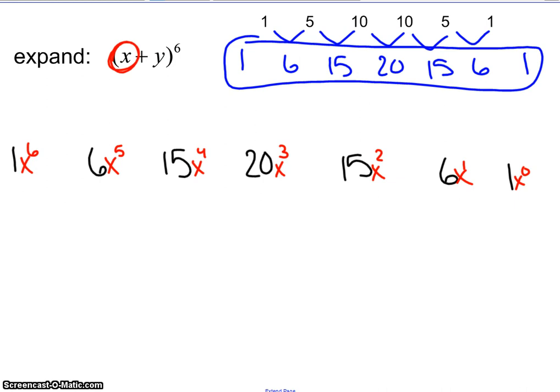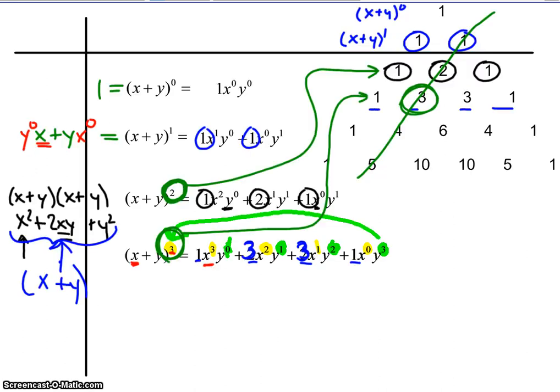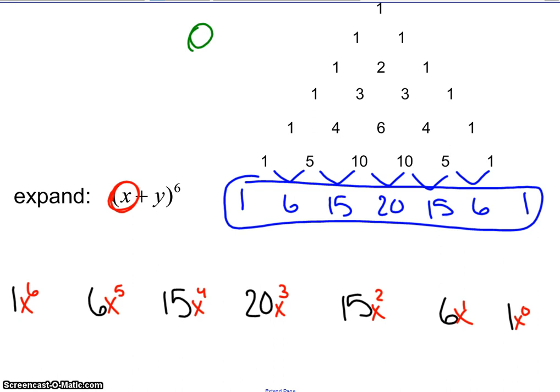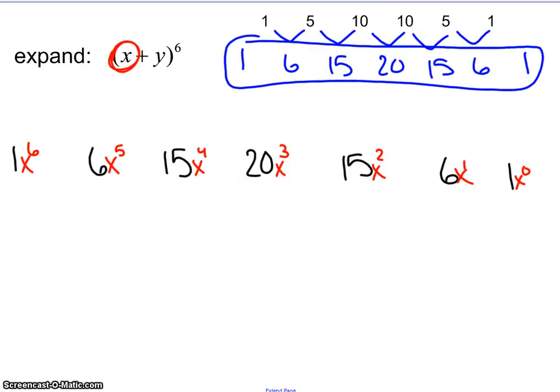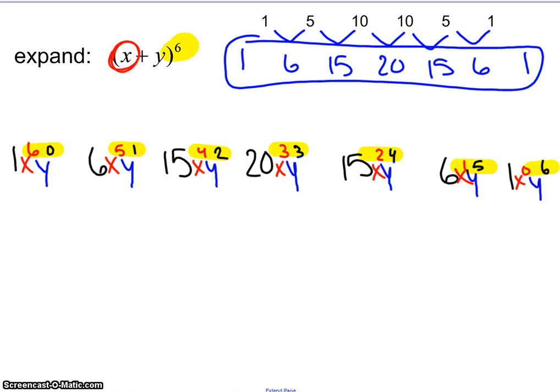We should always be able to get back to 0. If I came up with something not 0, either I started at the wrong spot or goofed somewhere. Now, going the other way, if you think about what happened with my y, my 2nd term, it started at 0 and built up to the power that we were looking at, in this case, the 6th power. So I'm going to start y to the 0, 1, 2, 3, 4, 5, 6. Another interesting fact, if you add those exponents together, you're always going to get 6.